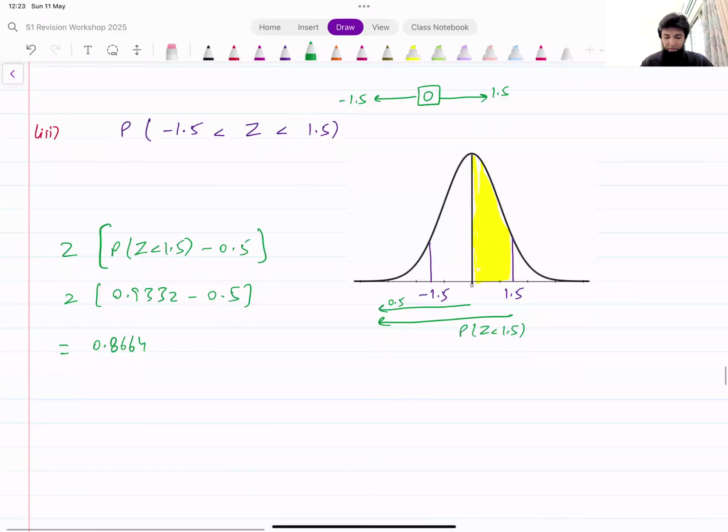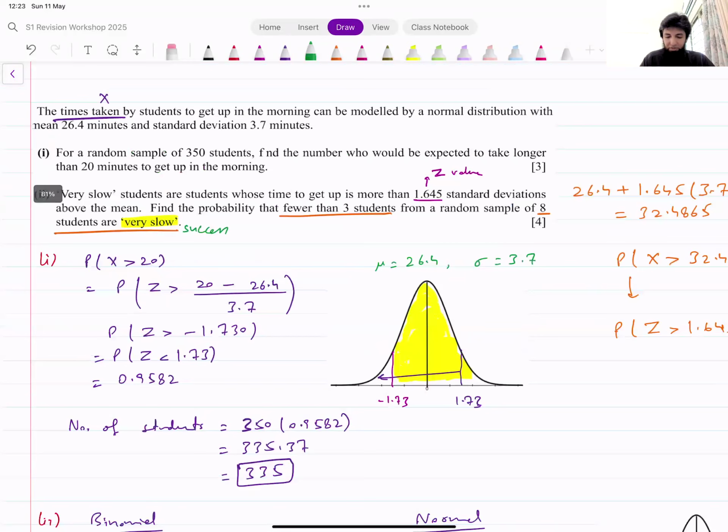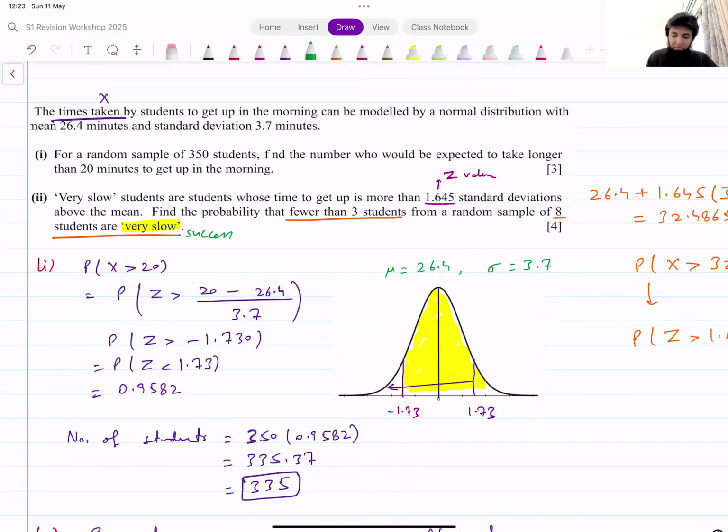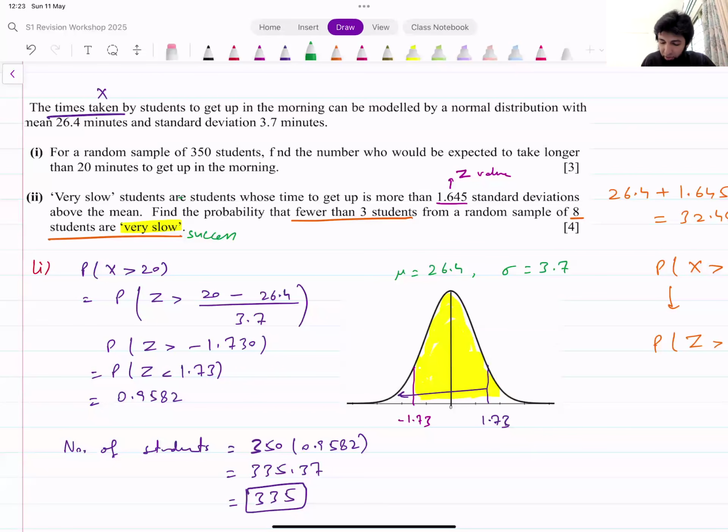Okay, let's take this example. Again, the first part is pretty straightforward. The second part asks you to do something very similar. You've got mean times, and you've got times taken by students to get up in the morning. They have normal distribution with this mean and this standard deviation. The second part says very slow students are students whose time to get up is more than 1.645 standard deviations above the mean. What do you understand from that? More than 1.645 above the mean.